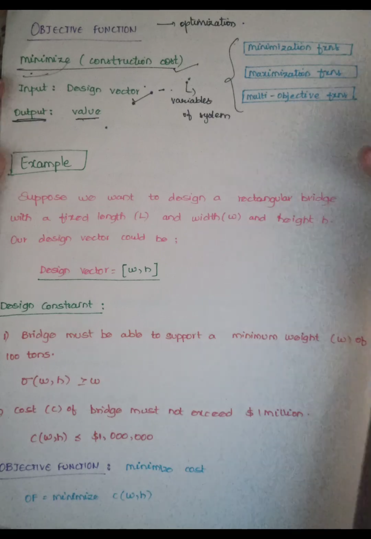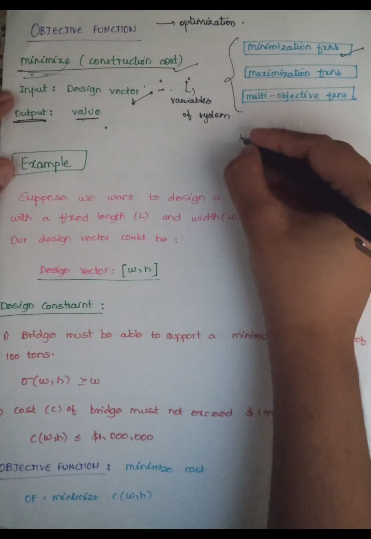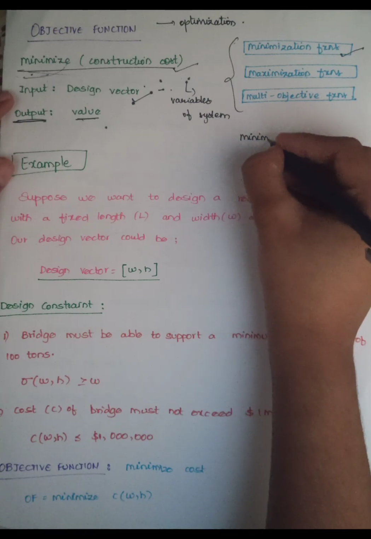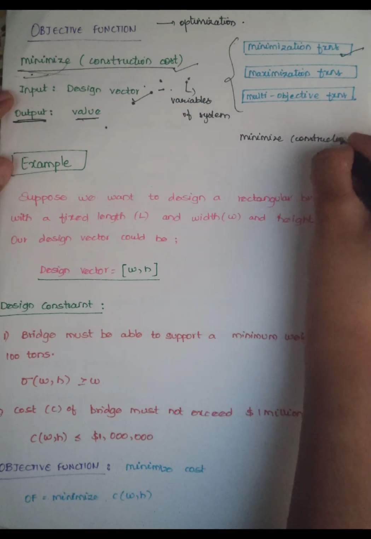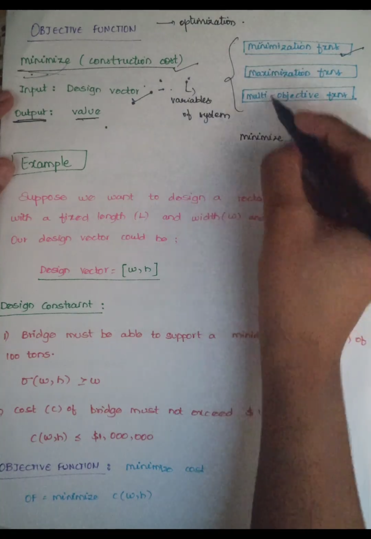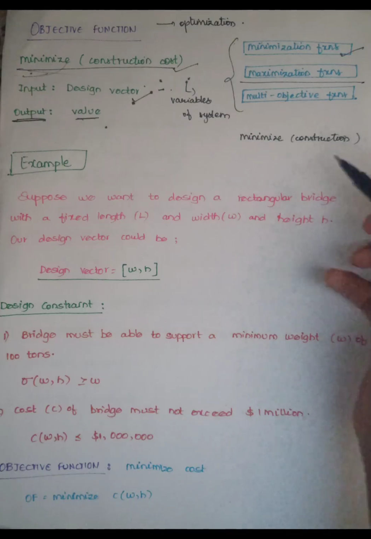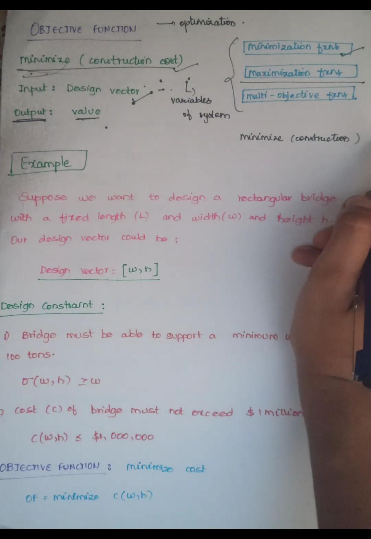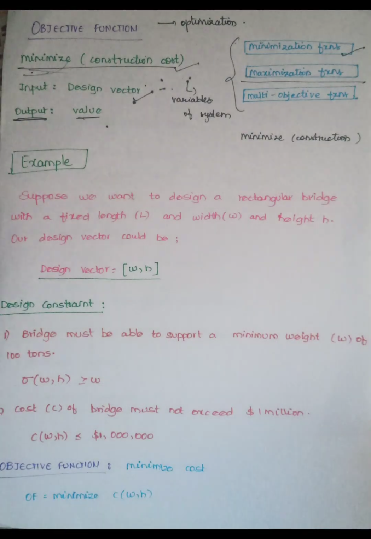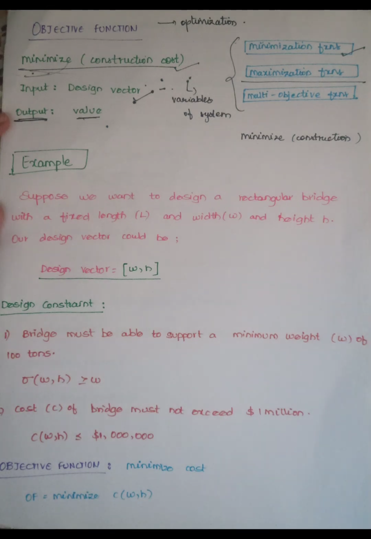So these can be the types of objective functions in optimization. First one is the minimization function. Here is an example of a minimization function where we minimize the construction cost of a problem. Maximization function could be maximizing the number of customers, and the other one is multi-objective functions. We'll learn about multi-objective functions later in the section. So here we can come across an example where we can define what a design vector is, what a design constraint is, and what an objective function is.